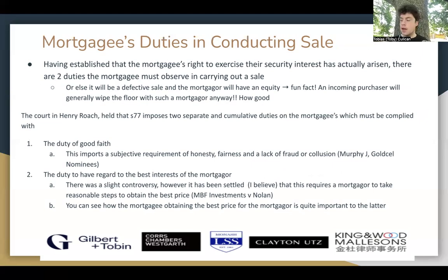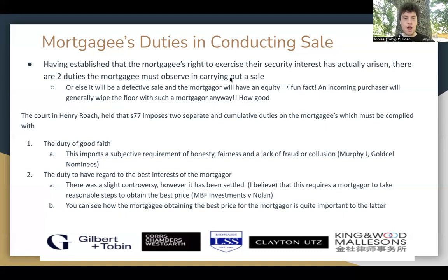But anyway, now the most important part, the mortgagee's duties in conducting a sale. So what we've just established is that the right of sale exists. Splendid. The bank can sell your property and you will be imminently homeless.